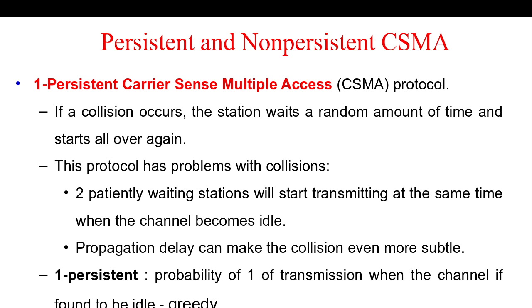Now this version is called one persistent CSMA because the station will transmit with a probability of 1. That means the highest probability. It will surely transmit when the channel is found to be idle. And that's why this is called a greedy version. The station seems to be greedy. It always tries to utilize the channel.